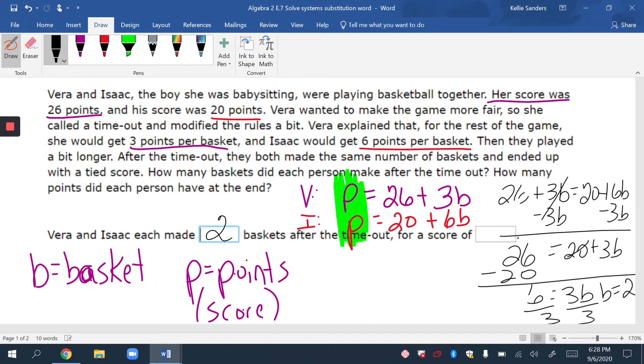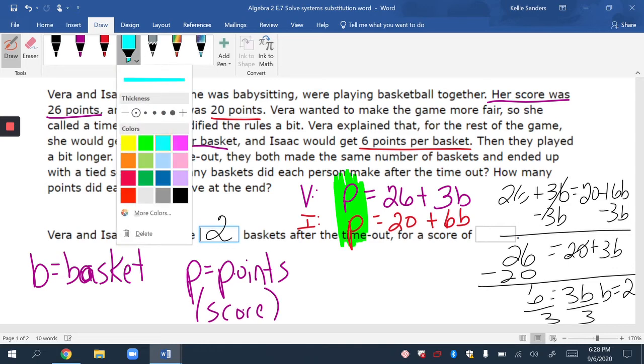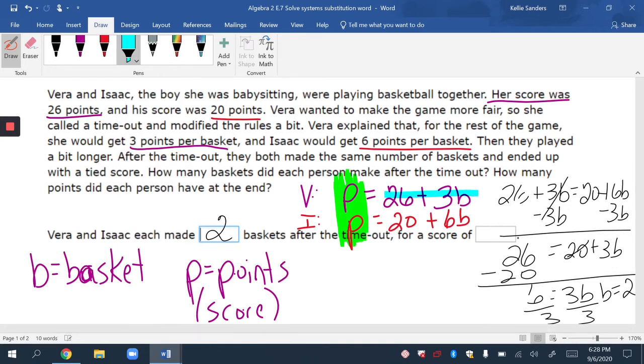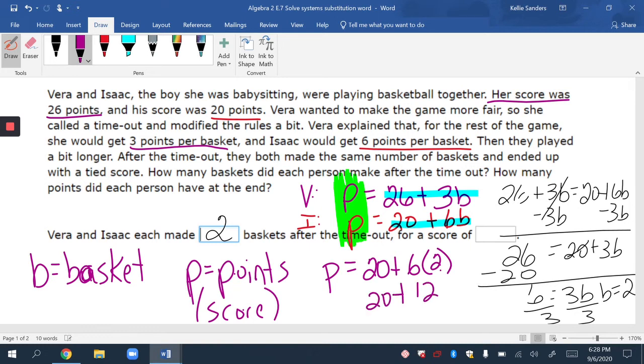So you can choose either Vera's equation or Isaac's equation. It doesn't matter. Let's use Isaac's. We want his points. He already had 20. And then he got 6 points each and made two baskets. So 6 times 2 is 12, plus the 20 is 32 points.